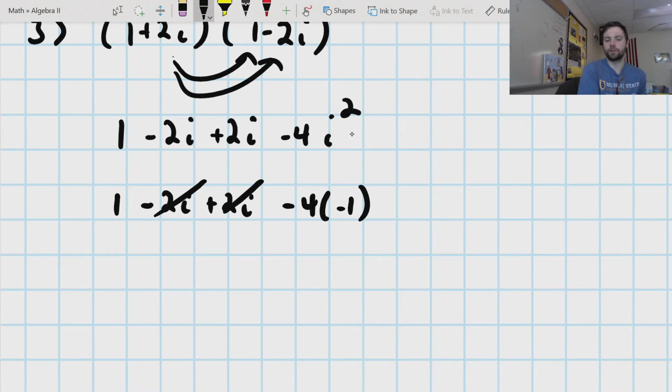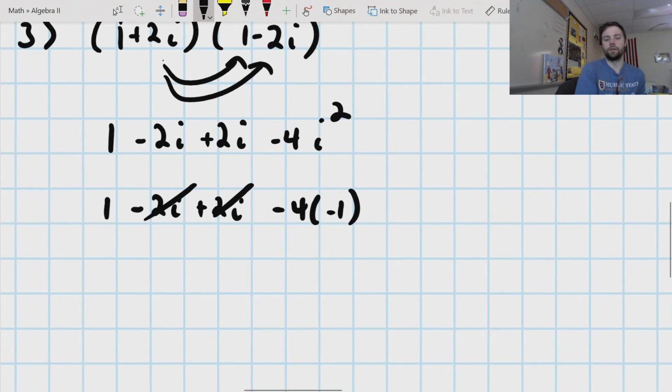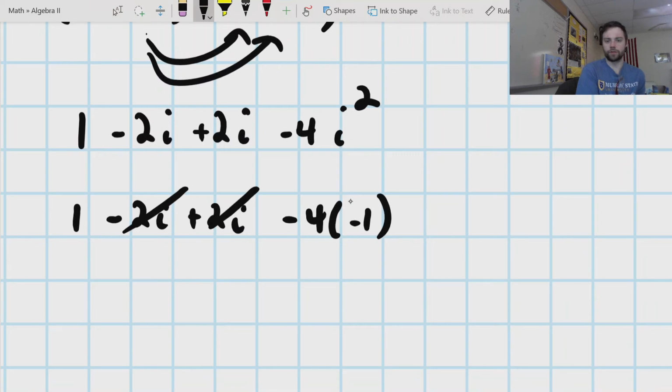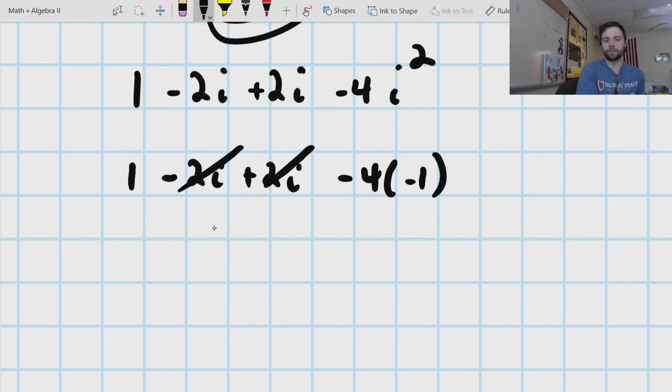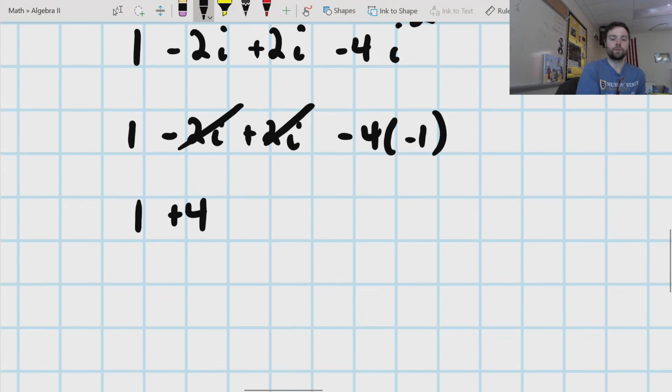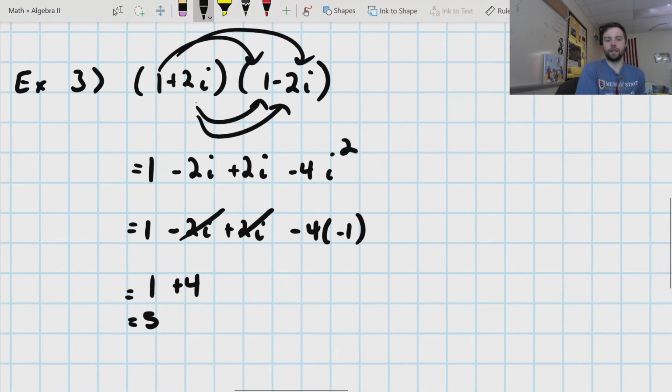So if you're unsure of that, you probably need to go watch the previous video in this unit. If you're unsure of this step to this step, I would definitely go watch that video. But negative 4 times negative 1 is positive 4. So I've got 1 plus 4, which is 5. Okay, so all of that to say that that entire expression to start with is actually equal to 5.